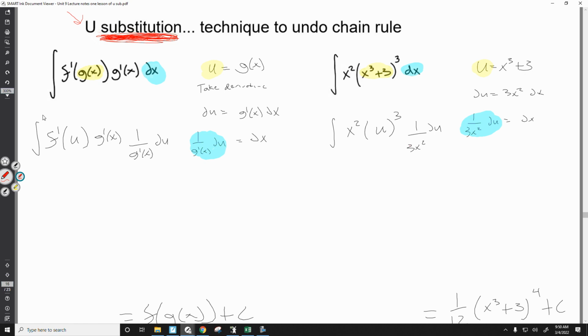Now, if all was right in the world and we're doing this correct, stuff is going to cancel. x's are going to go away, and you're just going to be left with u's. So now I just have f prime of u du, and this is 1/3 u cubed du.